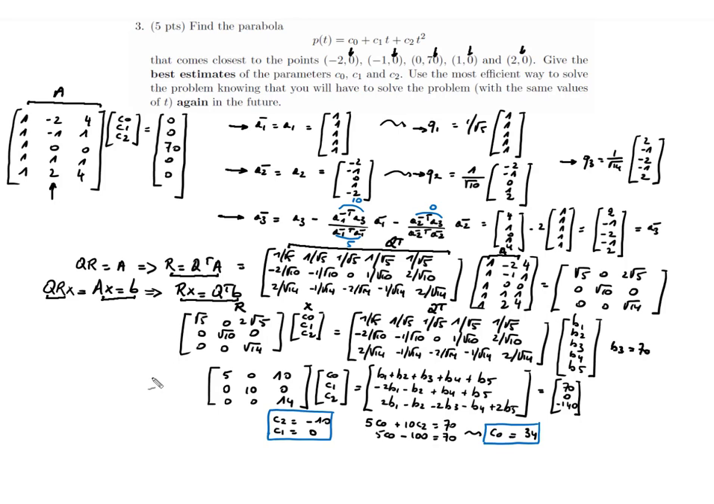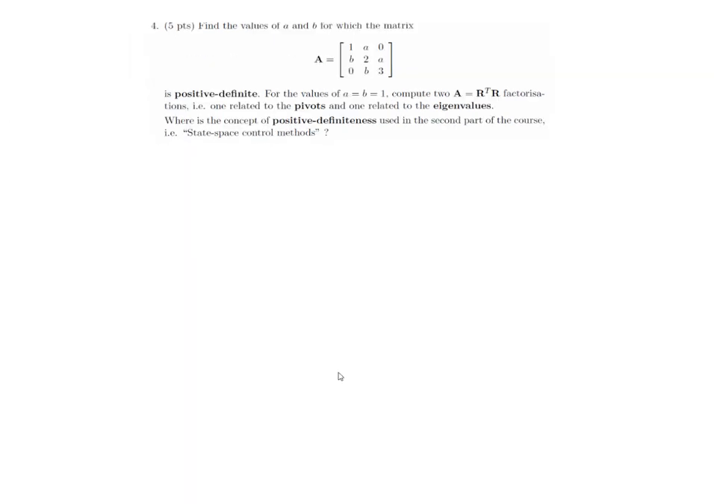So here's the fourth question. Find the values of A and B for which the matrix A is positive definite. For A equals B is equal to 1, you need to compute two factorizations, and you need to factor A as R transpose R, and you need to do this, well, using the pivots and using the eigenvalues.